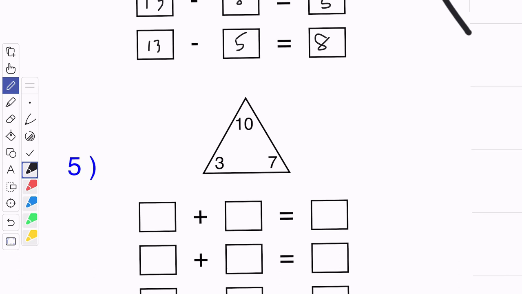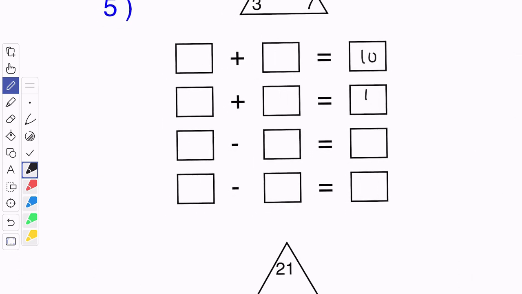We're going to put 10 over here and over here. 7 plus 3 is 10. 3 plus 7 is 10. 10 minus 7 is 3. And then 10 minus 3 is 7.